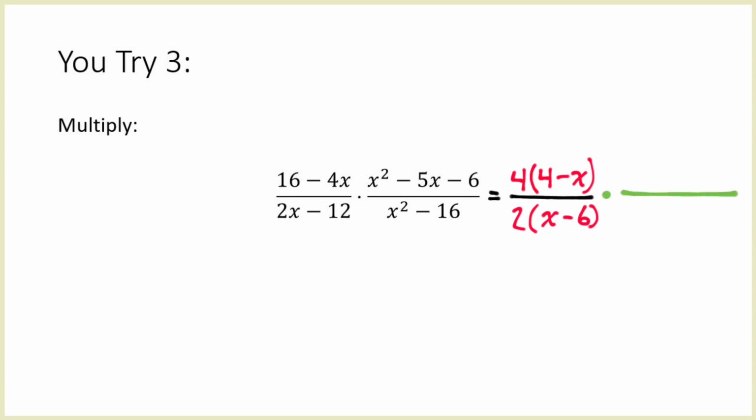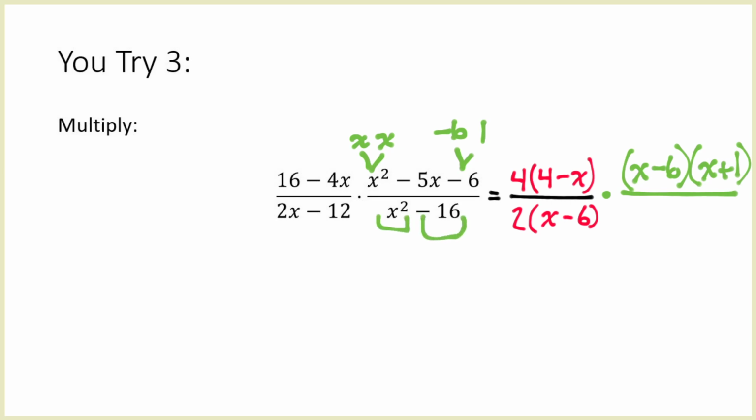Now on the right, I can factor the top. This is x and x. This is negative 6 and positive 1 to give me x minus 6, x plus 1 over a perfect difference of squares, x plus 4, x minus 4. Let's see what we can cancel out before we move on. So it looks like I can take these x minus 6's, of course. I can cancel this 2. 2 goes into 2 1 time. 2 goes into 4 twice.